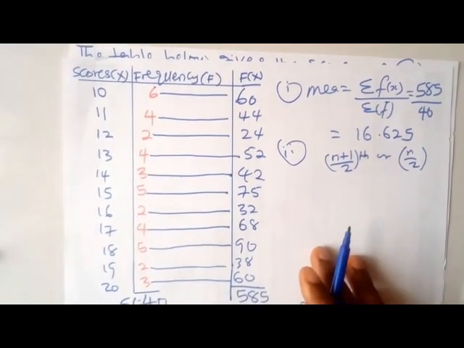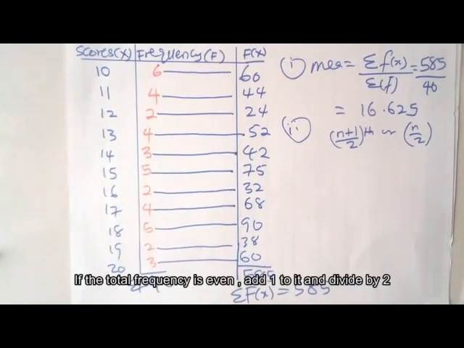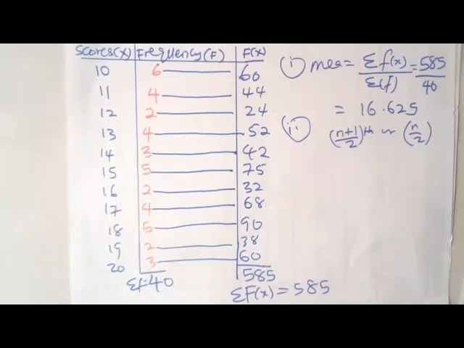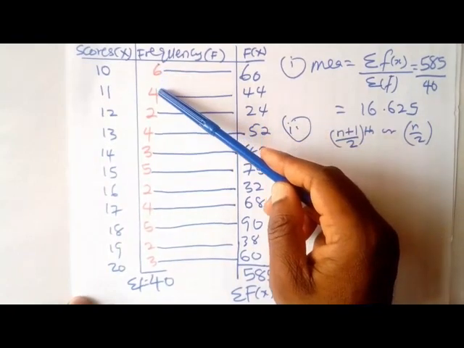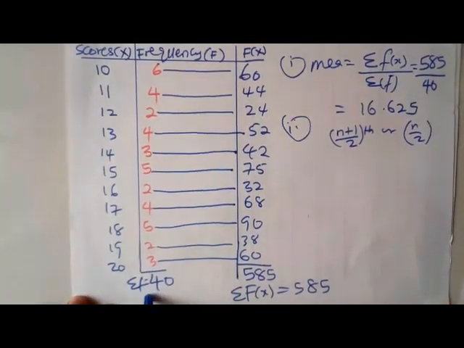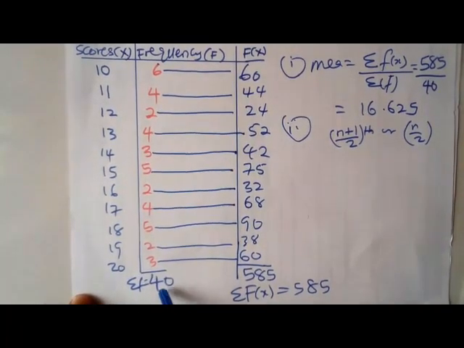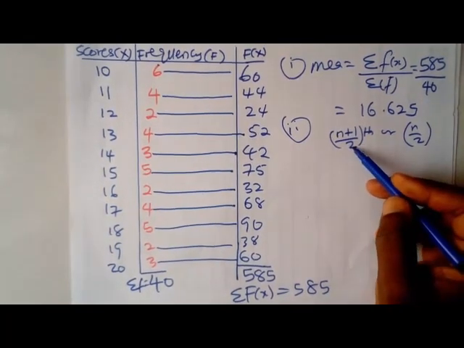If the total frequency is even, when you divide it by 2, that will give us the middle, right? Then you begin to add. But here, if the total frequency is even, we have to add 1. If it is odd, then we just divide by 2. Whatever it is, we are going to divide by 2.